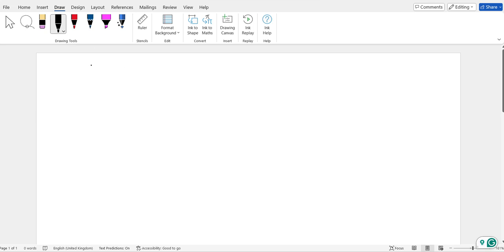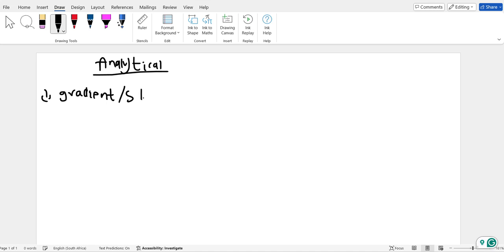Talking about analytical geometry. Let's first start by talking about some of the important things which you are supposed to know. One, I want to talk about the gradient. The gradient is also known as the slope, or simply change in y over change in x.